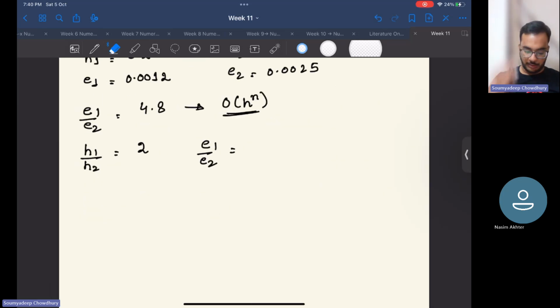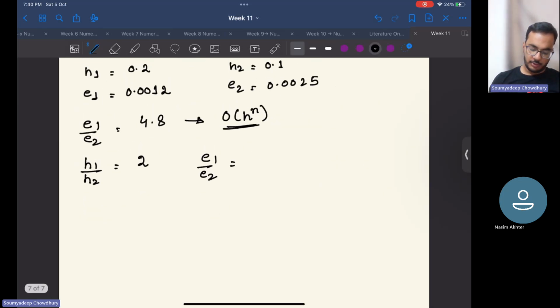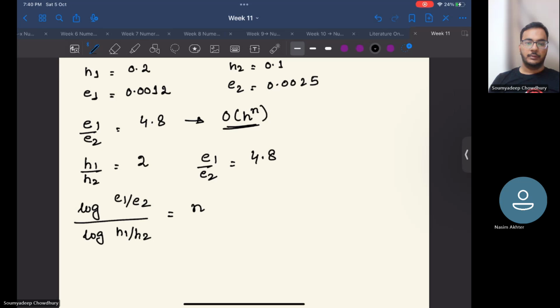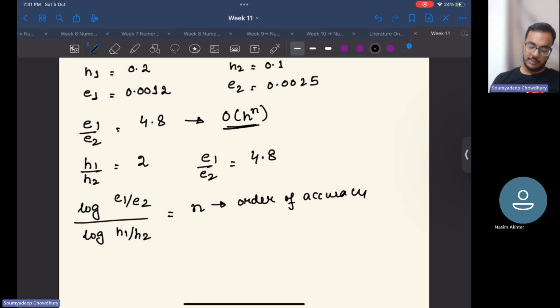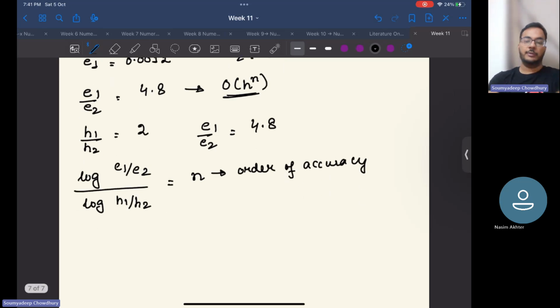So the thing is, E1 by E2 is 4.8, right? What we mean is log of E1 by E2 by log of H1 by H2 is equal to n, the order of accuracy. N is known as the order of accuracy. What we are basically trying to do here is see, with the decrease in step size, what is the order of decrease in the error.